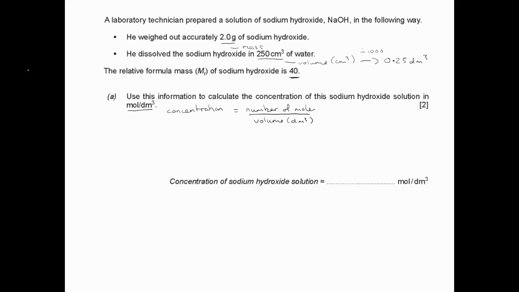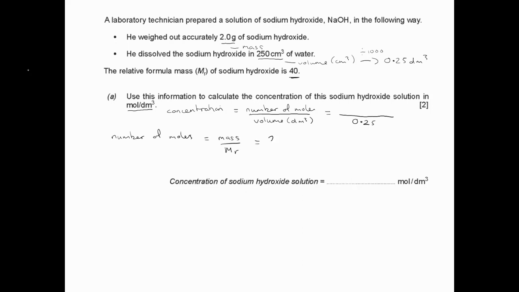I'm just going to write that to remind myself. So I've got the mass here, so here I've converted the volume. So I've already done the volume and converted that to decimeters cubed, so that's going to be divided by 0.25. But I need to work out the number of moles on the top. So number of moles equals, so we said it was the mass divided by the molar mass.